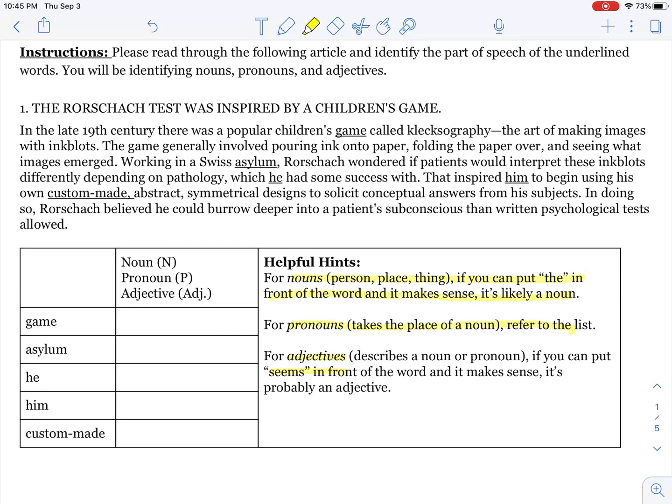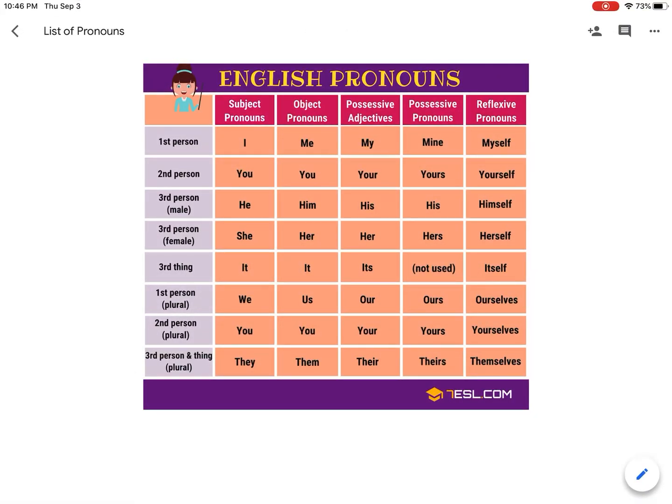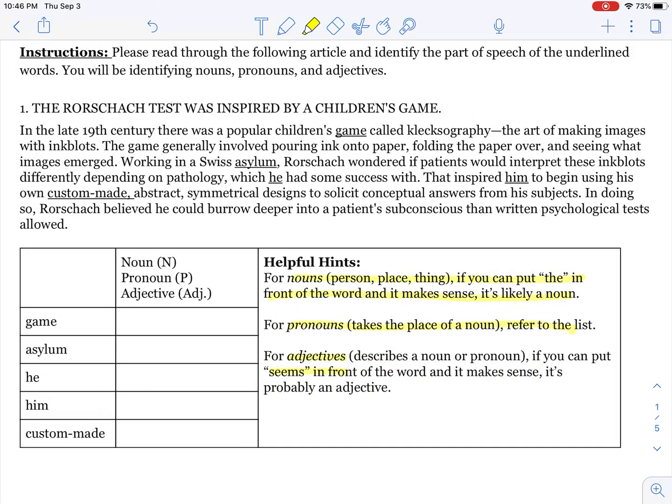Is this the game? Is it on this list right here? Game. Nope. The word game's not on there. Is it seems game? Nope. So it is, in fact, a noun.